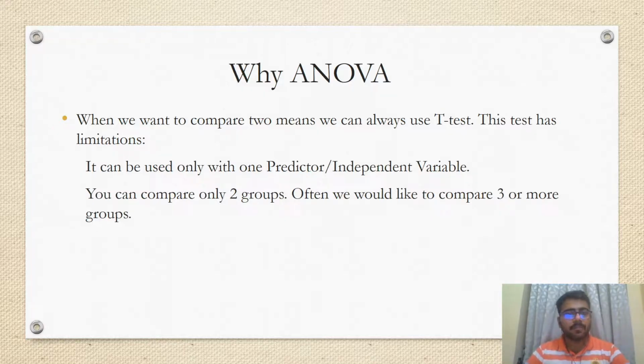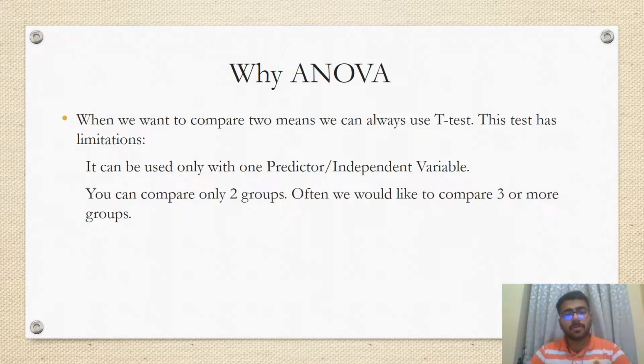When we want to compare two means, we can always use a t-test. It is a well-known analysis test to compare the two means. So why do we need ANOVA? The t-test has limitations. So what are those limitations?